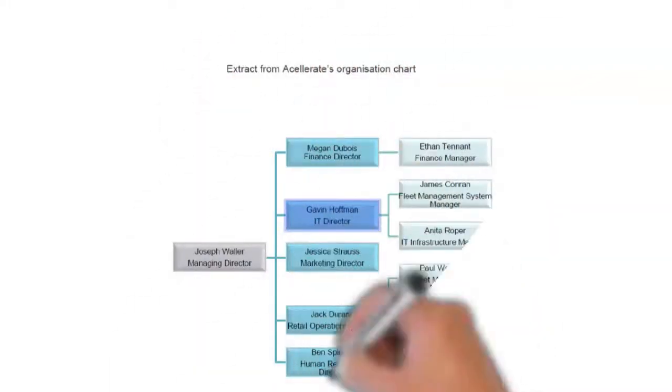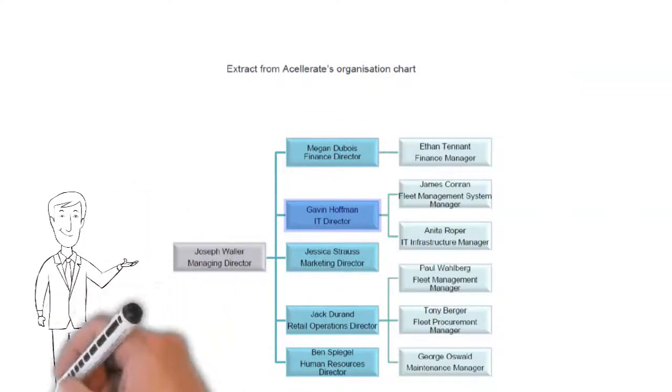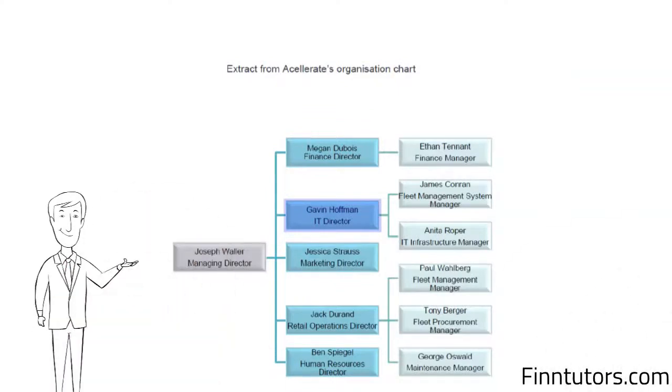Moving on, we are looking at the extract of Accelerate's organization chart, which has been given to us very clearly right here. So the clear chart, the clear hierarchy has been explained. And as we can see at the top, we have Joseph Waller, who is the managing director.